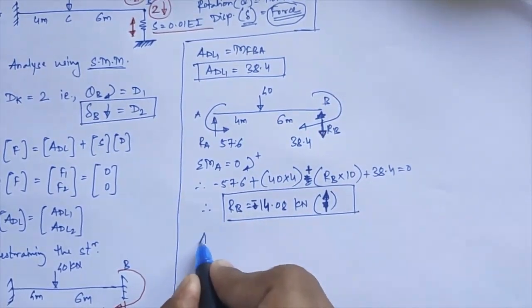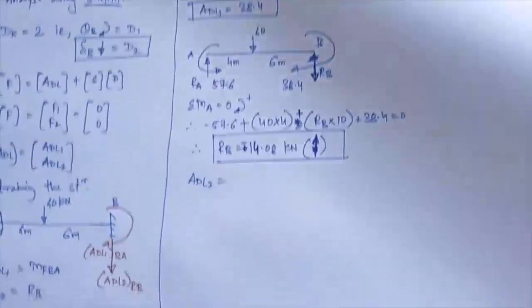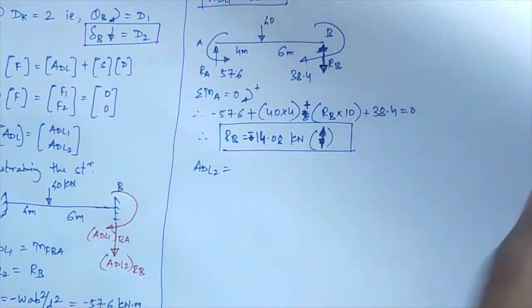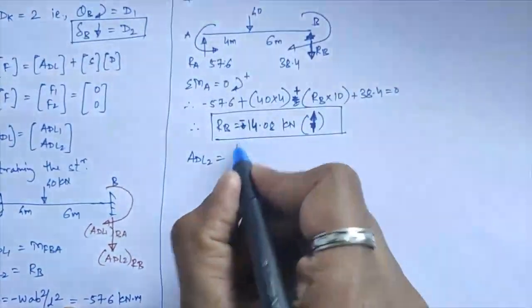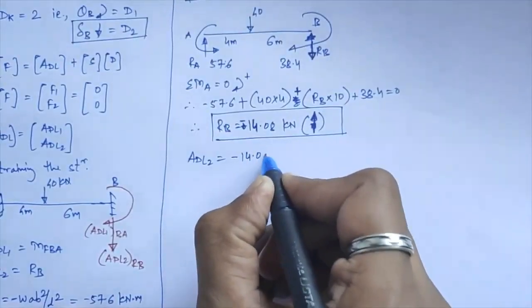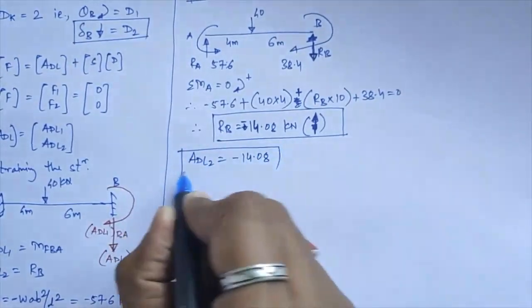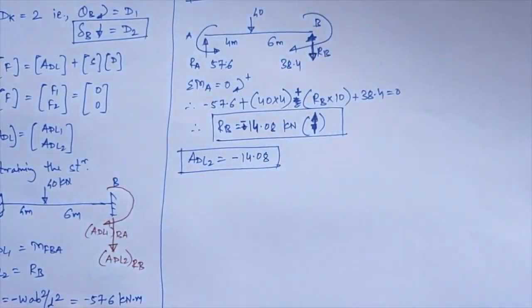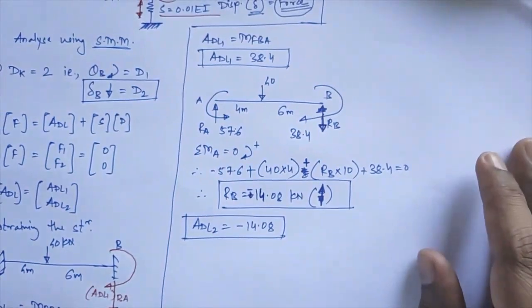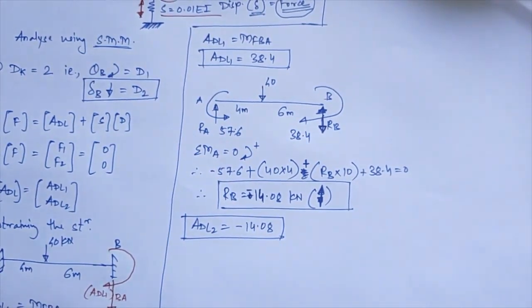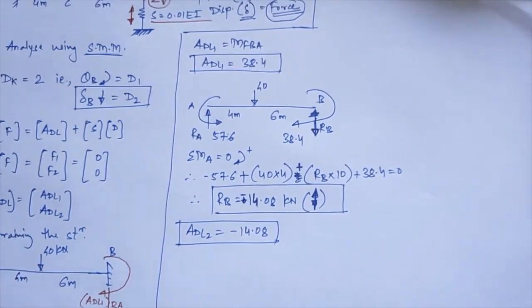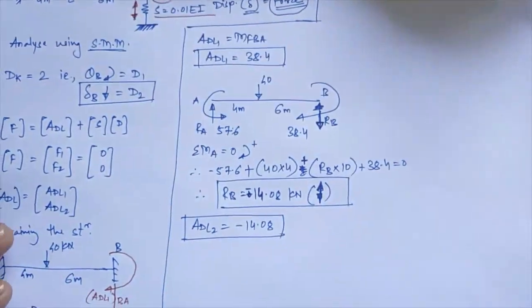Okay, so I have to calculate the ADL2 value over there. So ADL2 will be equal to your value of RB, but this is acting in downward direction. So ADL2 will be equal to minus 14.08 over there. That is your value of RB. So these two values I have got, ADL1 as 38.4 and ADL2 value as 14.08 over there. Right, now we'll proceed to your next matrix, that is the stiffness matrix.